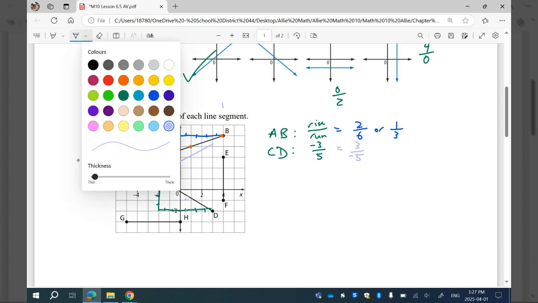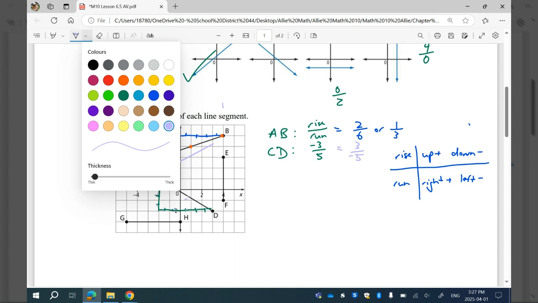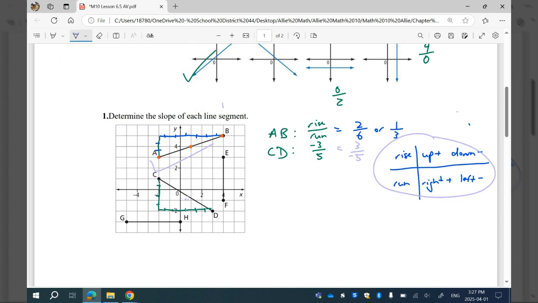But I like to think about it personally that if we have our rise and our run, if it's up, it's positive, it's down, it's a negative. And our run, if it's right, it's positive, and left is negative. So you could think about it like that. You could think about, well, is the slope positive or negative? Do I need to put a negative on there? But you kind of get a little bit more used to it as we go. And I'll explain it as we go.